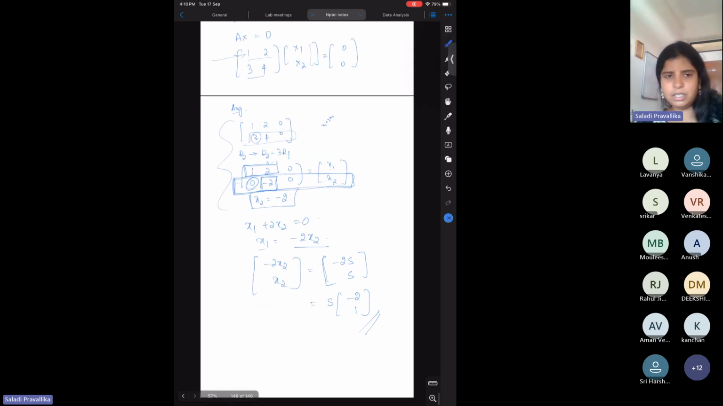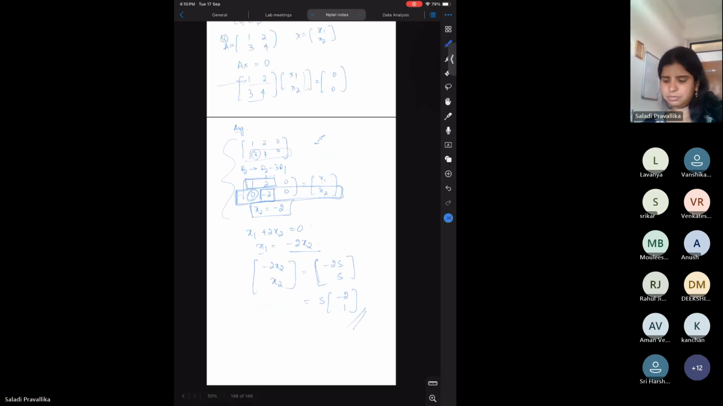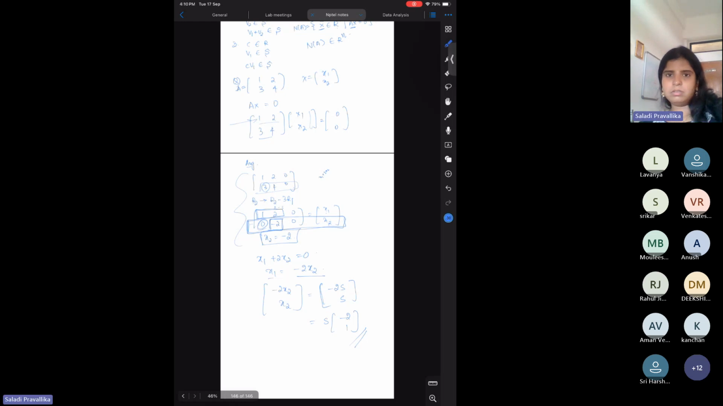So overall, that is how we find the null space. Okay. Is it clear? So here S is a scalar value. It can be anything. So this means any vector of this form will satisfy Ax is equal to 0. And thus this is called the null space of a matrix.